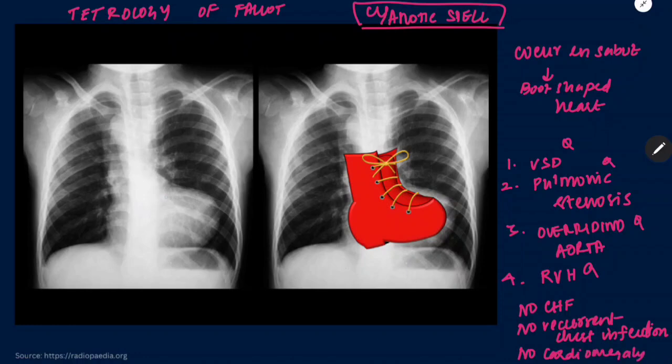Okay, then what is going to contribute to this boot shaped heart? This is because of concentric right ventricular hypertrophy which is happening over here. So this boot shaped heart is because of this concentric right ventricular hypertrophy. That's all. So remember all these. Cyanotic spell is very important. So there is another question which can be asked.